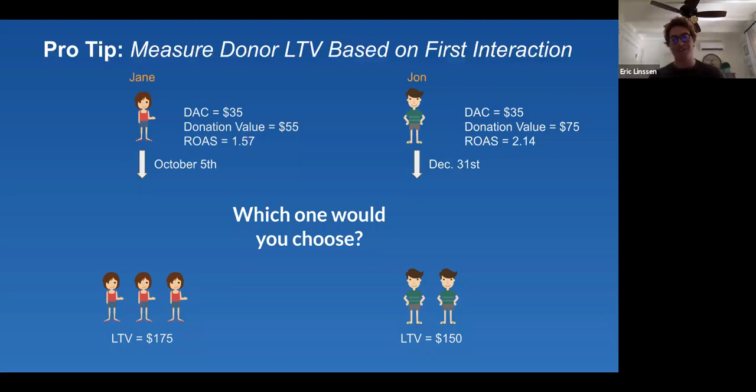Again, this is kind of a silly hypothetical situation. But the point being that we want to be really cognizant of when we're looking at how donors are coming in and calculating lifetime value based off of that, because that informs our decisions of how much we want to spend in the channel, and who we want to target more than other people.